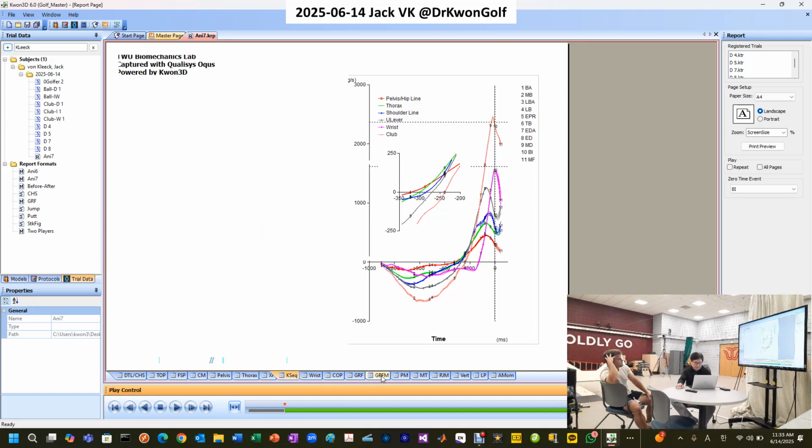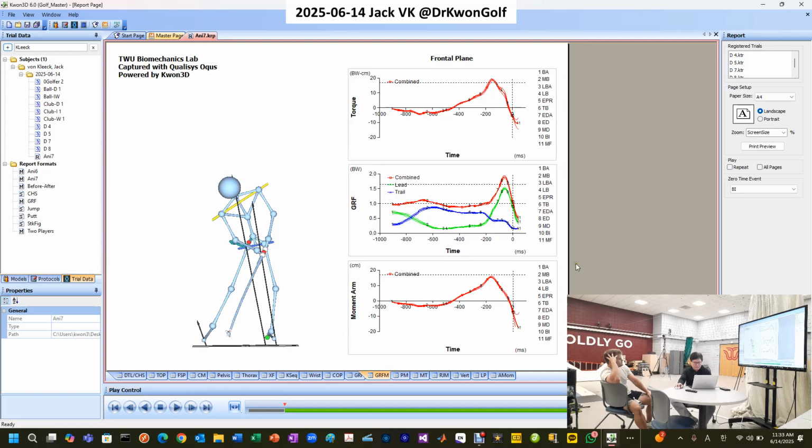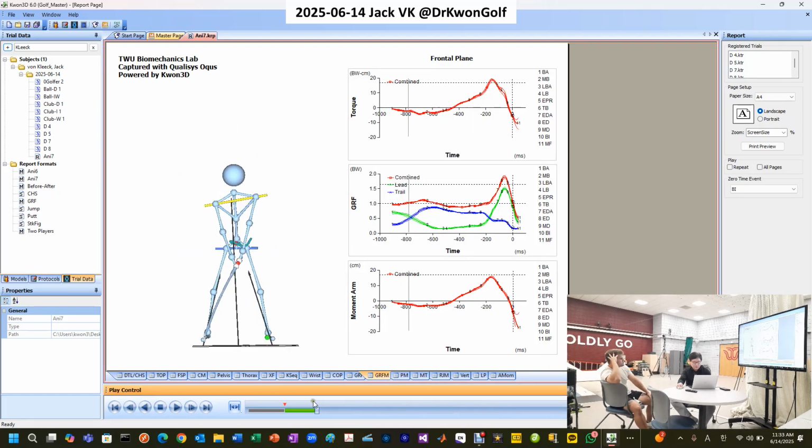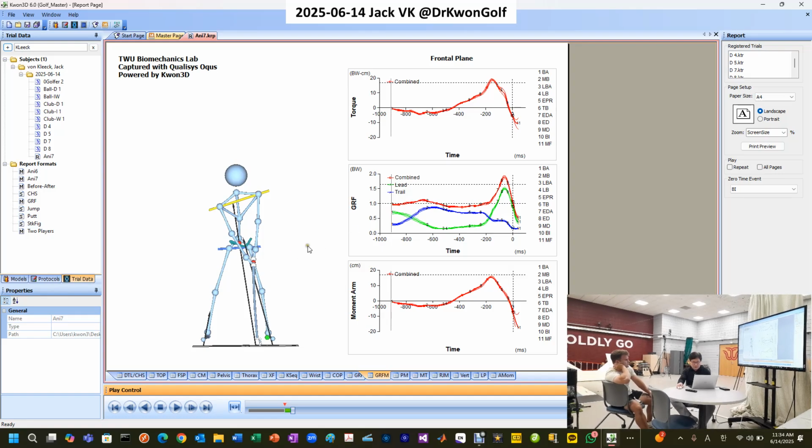And then this is how you interact with the ground here. So the middle graph shows all these forces here. Green is the force acting on the lead side. Blue is the force acting on the trail side. And then red is the total force here. And then you are starting with more force acting on the lead side. This is good.